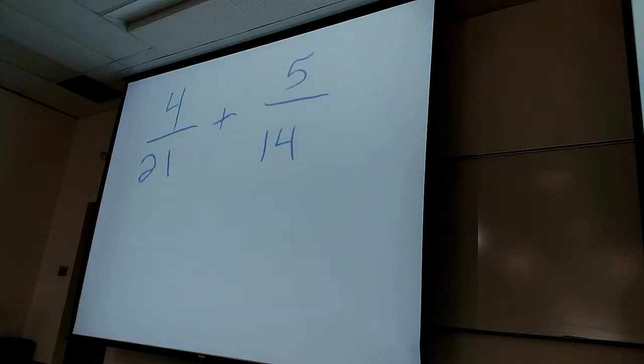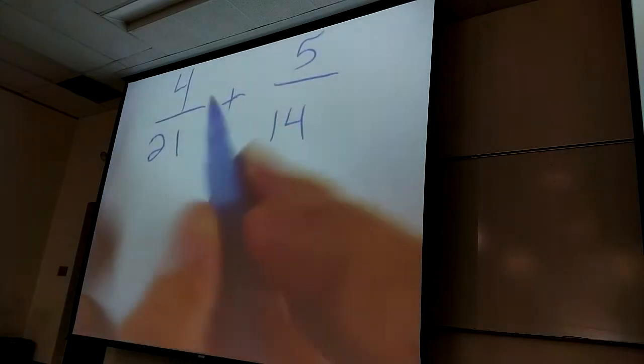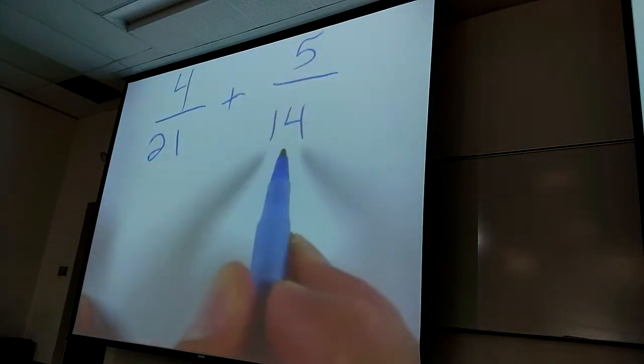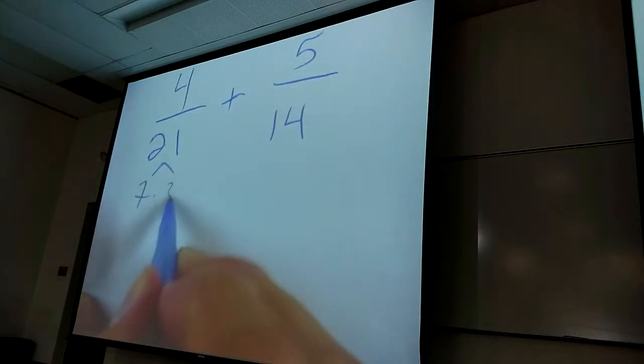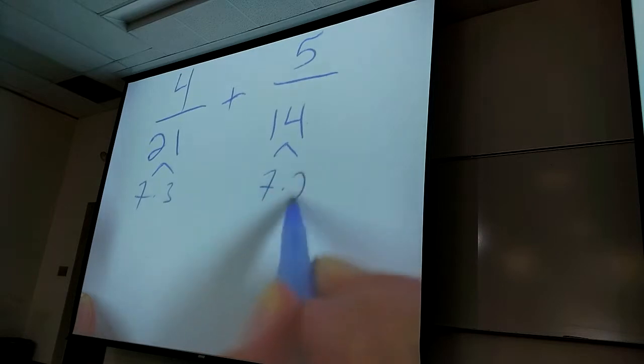I'm going to show you the way that I've shown you before. I showed you that way because, number one, it makes this a lot easier, especially when the numbers get gross on the bottom. And number two, when there are variable expressions in there, it makes it possible, period. It's the only way you can do it. What's the biggest number that goes into 21 and 14? 7. 21 is 7 times 3. 14 is 7 times 2.